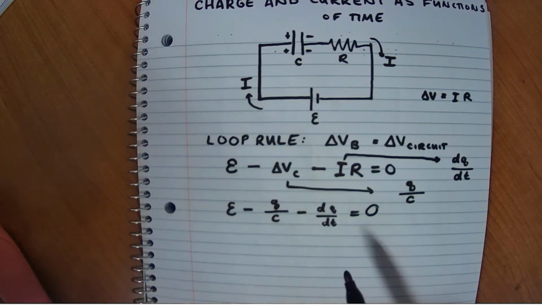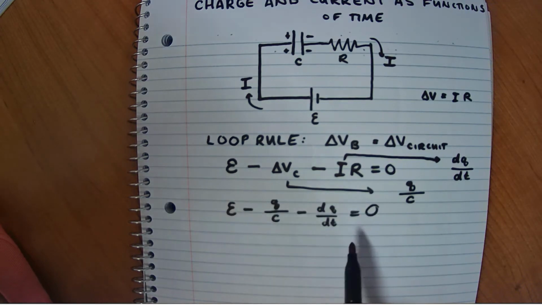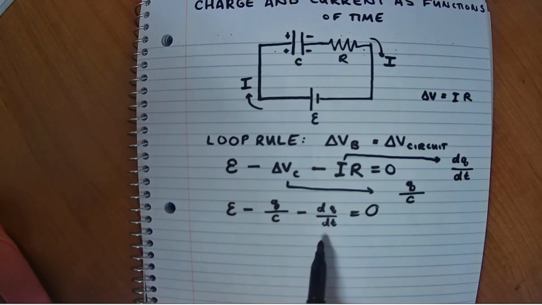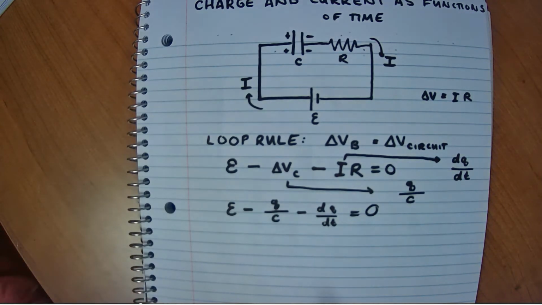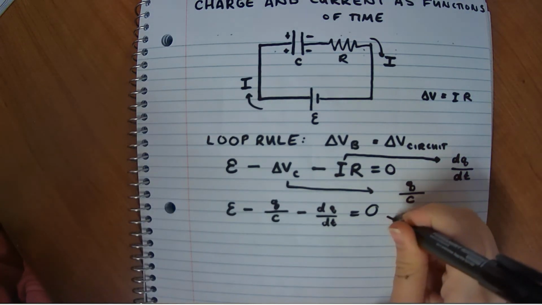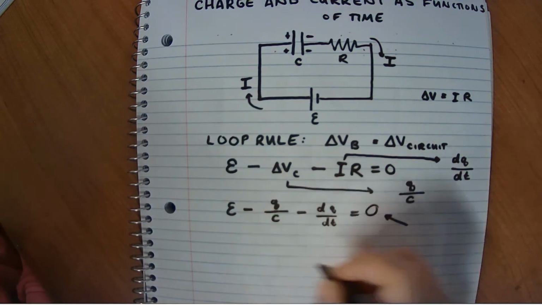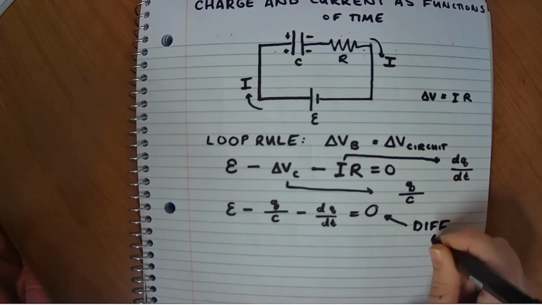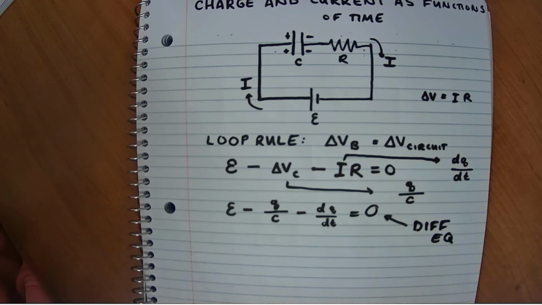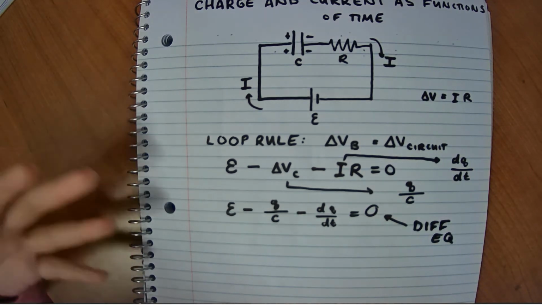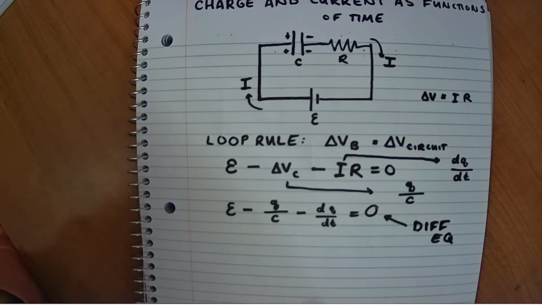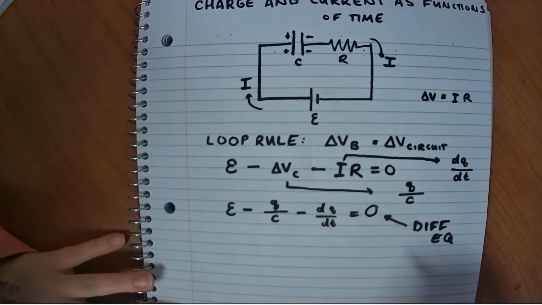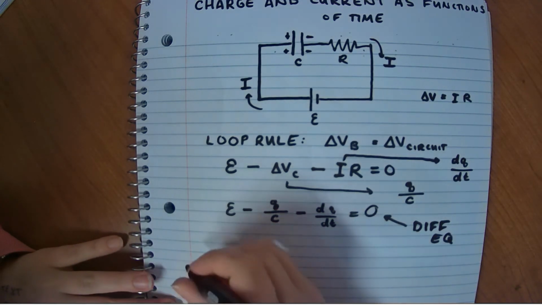But we can take this a little bit further, because right now this equation is confusing. We have dq and dt, two derivatives in this. You can recognize that this entire equation is a differential equation. So what we can do is solve the differential equation, and I'll take you through that process.